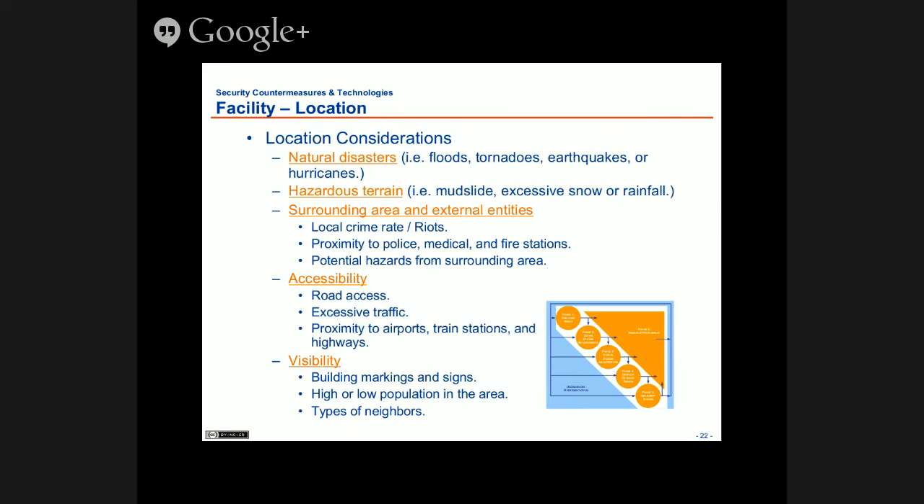Now, types of neighbors. So understanding what other organizations are nearby, right? If I'm a bank, I'm not going to set up a bank near a jail or maybe a rehab center or something like that. Or say I'm a children's center or a battered women's center, I'm not going to set it up near some type of criminal entity, right? So those are the things to think about in terms of location.